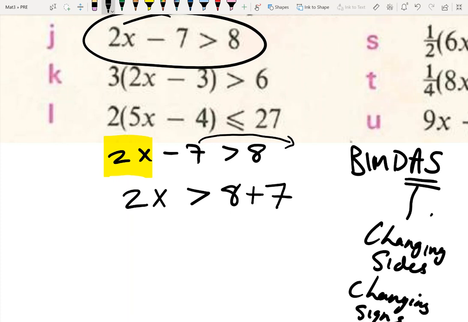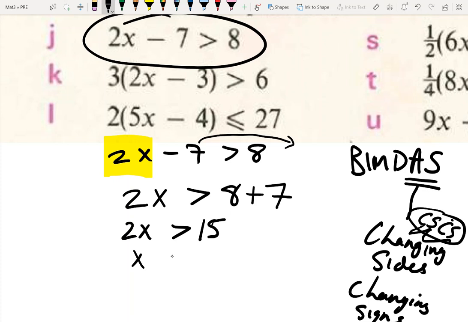We might sometimes abbreviate that like this: change CS. Do you see where this comes from? Change side, change sign. CS. Simplify. Divide by +2. I'm going to really emphasize the fact that it's positive.